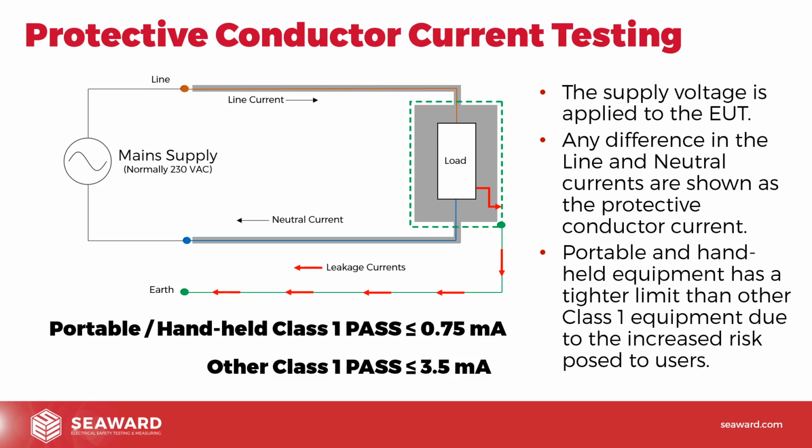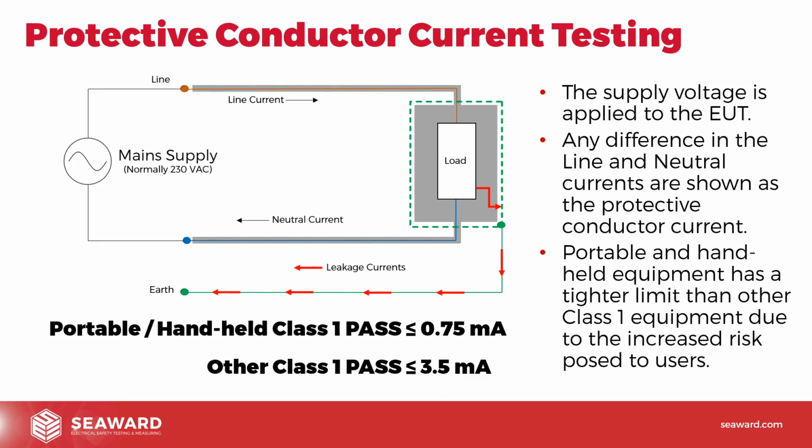Now, we could have changed that. We could have had that at 3.5 milliamps, but then effectively we're actually passing things that maybe should have failed. So always watch out for that. If you have got equipment that isn't portable or handheld, and your Prime Test 100 is failing that equipment, just have a look at the leakage readings, because is it because it's actually coming in at 1 milliamp, which is still a pass for equipment that isn't portable or handheld, but the tester is just applying that 0.75 milliamp limit.